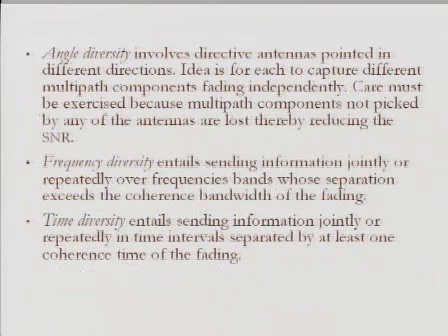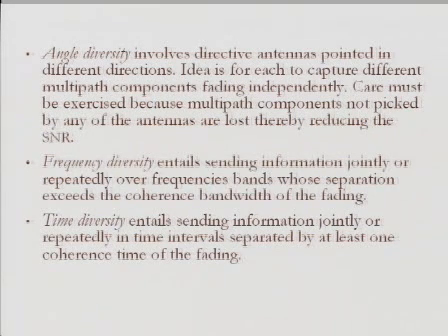Angle diversity involves antennas that point in different directions. So the idea is that each of the antennas is going to capture a different set of multipath components. And if these multipath components have different fading, then each of the antennas is going to pick up a signal that fades independently of the other ones. So we have to be careful not to miss any multipath components, because that would mean that we're missing some of the energy. So one has to design this carefully, but that can be done. So those are the three ways in which we can use antennas for diversity.